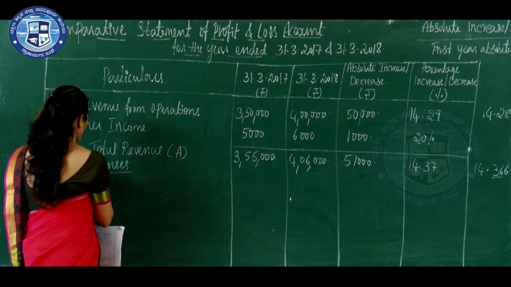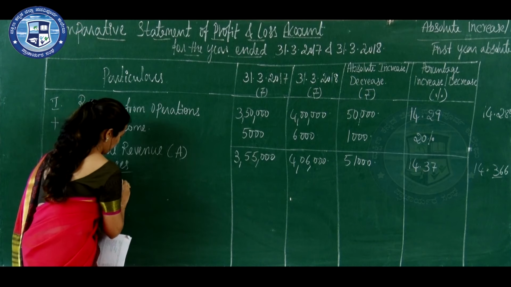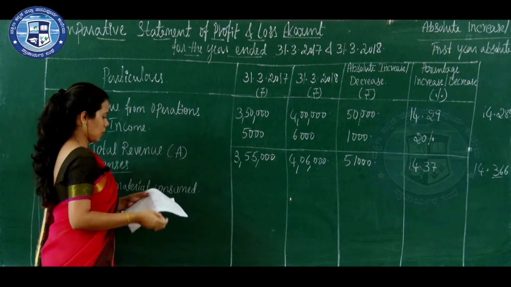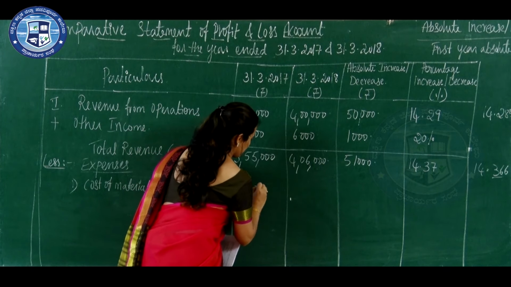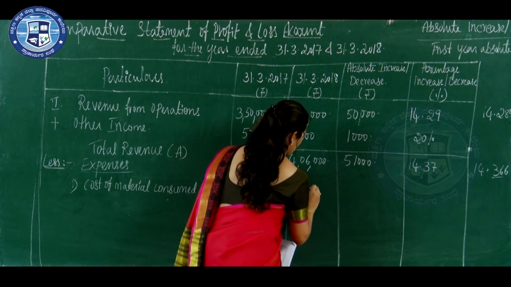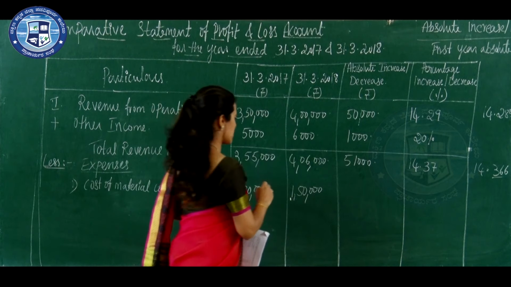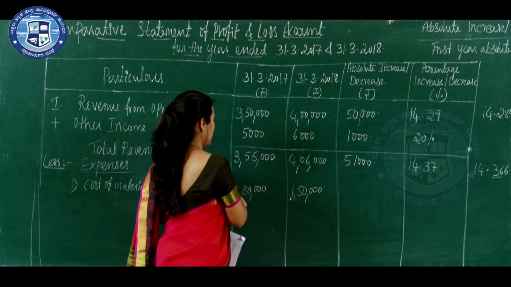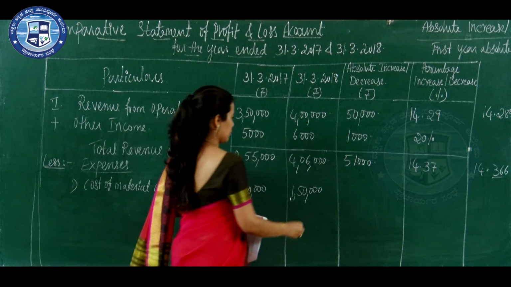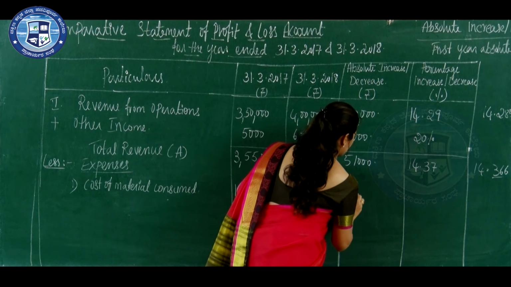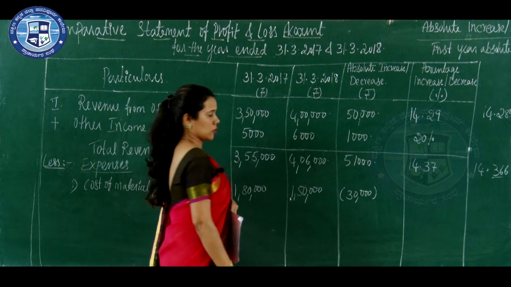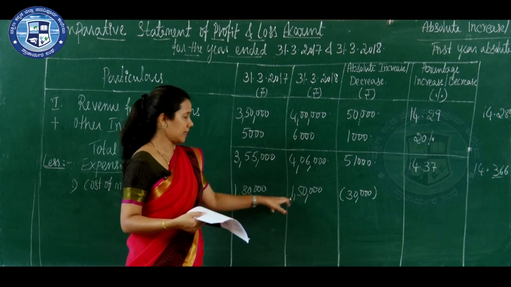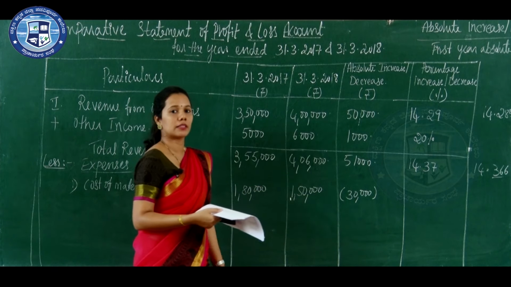The first one is cost of material consumed. Cost of material consumed, 1,80,000 and 1,50,000. So difference between this 1,50,000 minus 1,80,000. So I told you present year minus the previous year amount. So 1,50,000 minus 1,80,000. So there is a negative figure. So negative of 30,000. So that means comparatively cost of material consumed, last year it is 1,80,000 and now it is 1,50,000. So negative of 30,000.